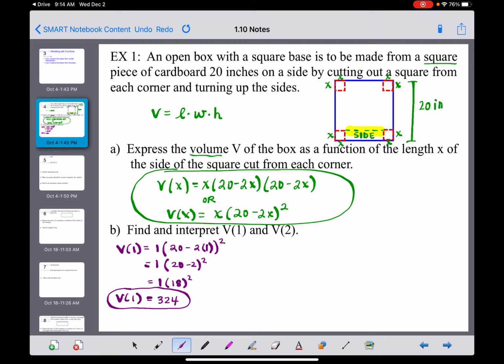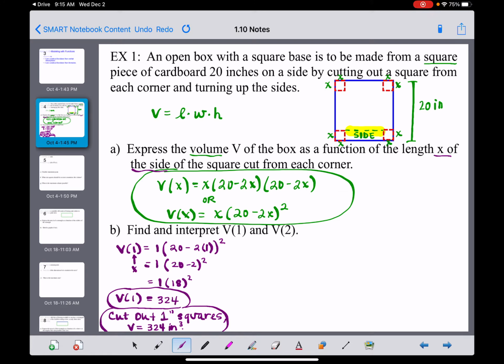So we found it. It says interpret it. So what this is saying, remember X is the length of the side. So remember X is 1 here. So if we cut out, the length of the side would be 1 inch squares here. It's supposed to be an apostrophe for inch there. Let me try that again. We're going to cut out 1 inch squares. So if we cut out 1 inch squares, the volume is going to be 324 inches cubed. Remember, volume is cubic inches. Length times width times height. You're multiplying inches 3 times.